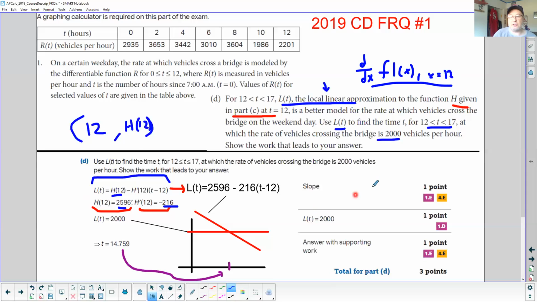216. So now the question is, how do you allocate points? The first point is given from finding the slope. So if you have this negative 216 on your paper anywhere, you get a point. And then knowing that you have to use this L of t equals 2000, your L of t is this. If you set that tangent line equal to 2000, that's perfectly okay. You can plug 2000 in here. Here is all the numbers substituted in. Lots of ways to get this second point. And then the answer is that third point. The answer point is going to be 14.759.